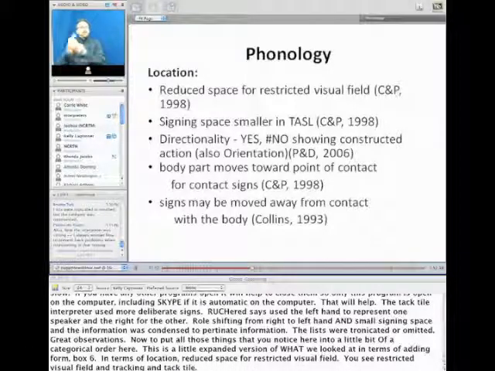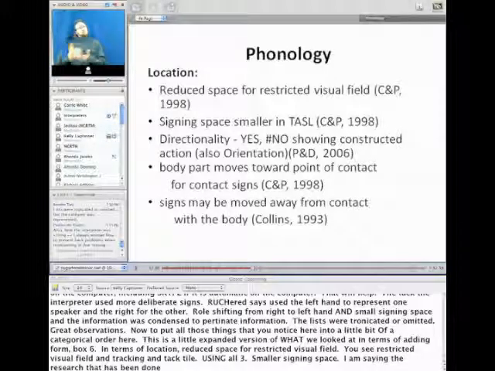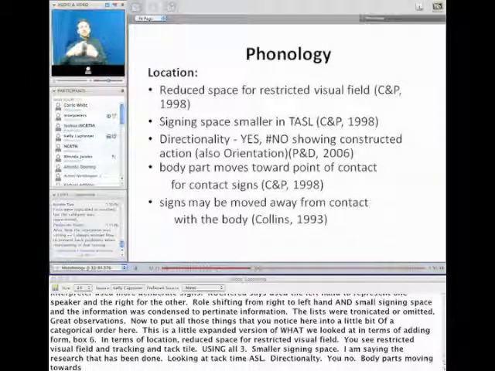Smaller signing space and tactile ASL. And what I'm saying here are the research that's been done looking at tactile ASL. Directionality, yes, no, showing constructed action. You saw some of that. Body parts moving towards the point of contact for contact signs, and signs that may be moved away from contact with the body.